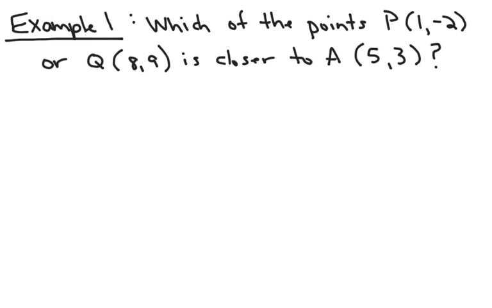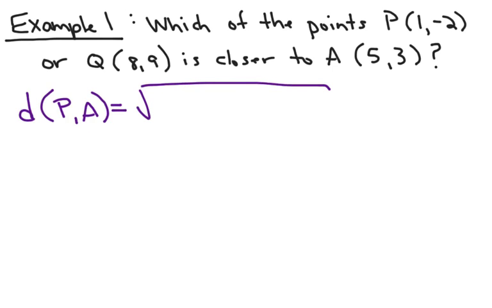So let's start off with what's the difference between point P and point A? Well, in order to do that, we're going to take the square root of the difference in the x's. Which order do you subtract in? Do you do 1 minus 5 or 5 minus 1? It really doesn't matter, because after we're done subtracting, we're going to square that quantity, and either way it's going to be positive.